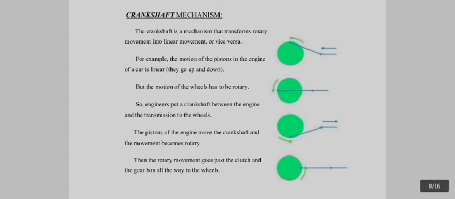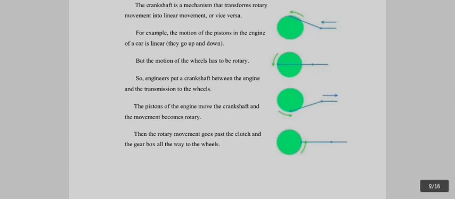The crankshaft is a mechanism that transforms rotary movement into linear movement or vice versa. For example, the motion of the piston in the engine of a car is linear, but the motion of the wheels has to be rotary. So engineers put a crankshaft between the engine and the transmission to the wheels. The pistons of the engine move the crankshaft and the movement becomes rotary. Then the rotary movement goes past the clutch and the gearbox all the way to the wheels.